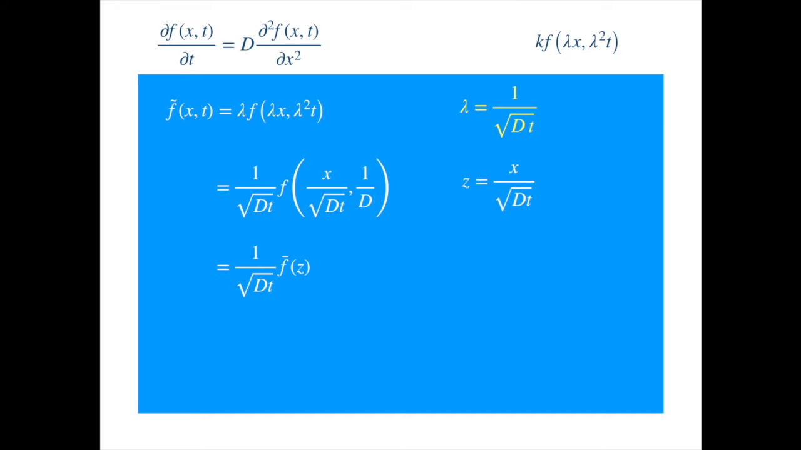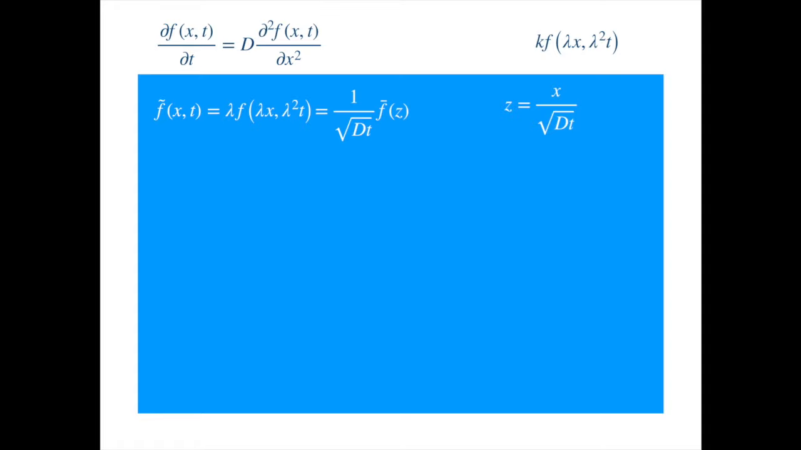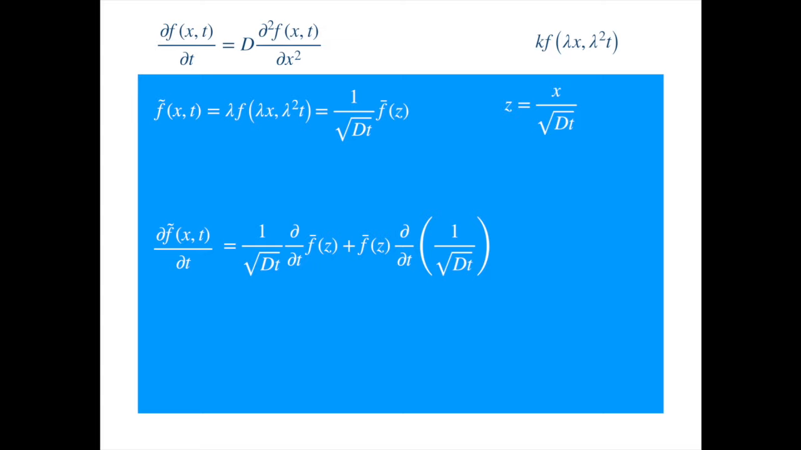Now to determine the solution of the diffusion equation, we need to express the differential equations in terms of this function. We have seen this procedure twice before, so we just need to calculate the first derivative with respect to t and the second derivative with respect to x. For derivatives with respect to t, t now occurs in the function because z is a function of t and outside the function, so we apply the product rule. To calculate the derivative of the function f with respect to t, we just apply the chain rule. And the derivative of z with respect to t is easy.